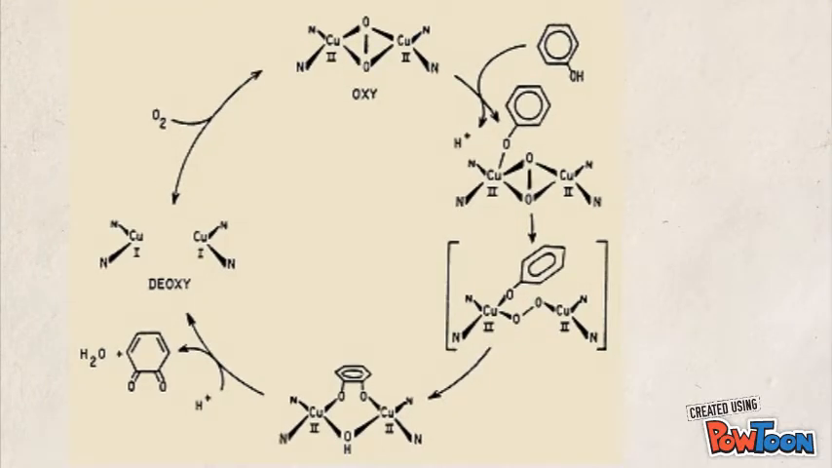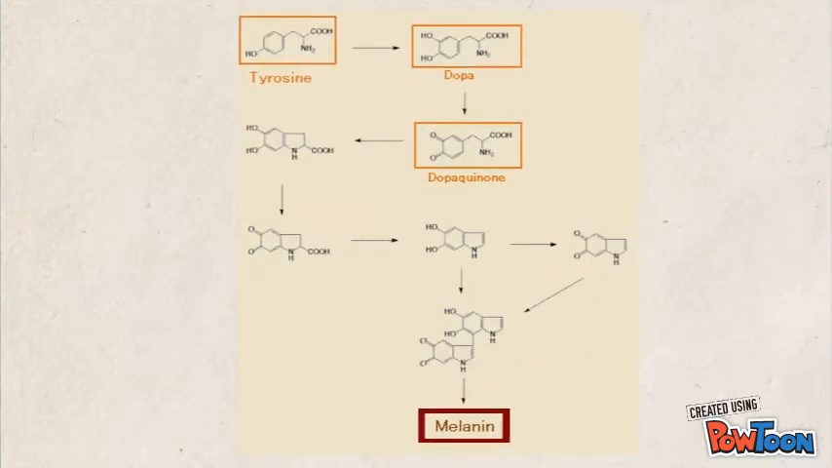This is followed by the formation of an equatorially bound hydroxide and an orthodiphenol. Intramolecular electron transfer then leads to the release of an orthoquinone and water. The concomitantly formed deoxy state is finally regenerated to the oxy form. This closes the cresolase cycle. After the formation of orthodiquinone, a series of reactions leads to the formation of melanin.